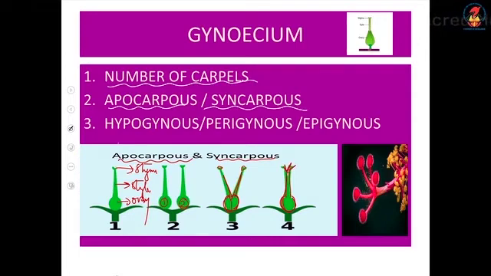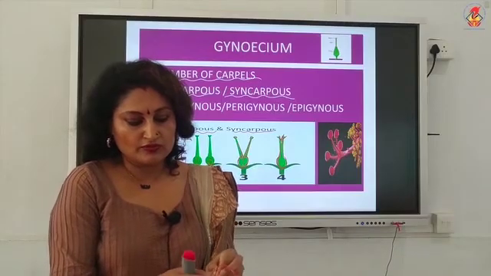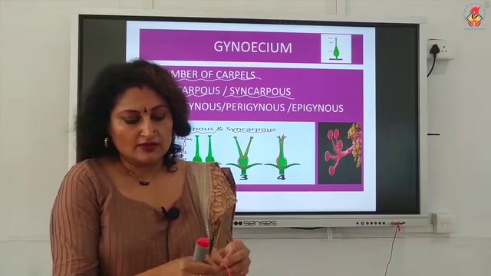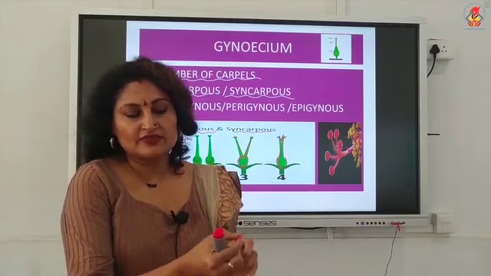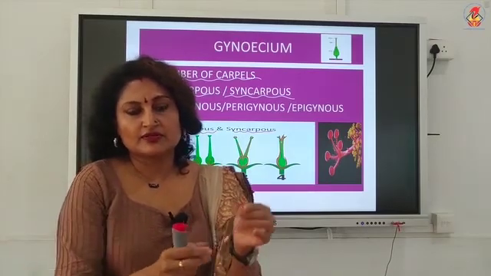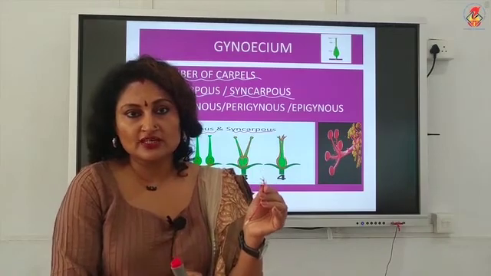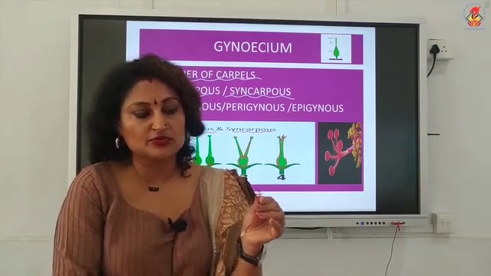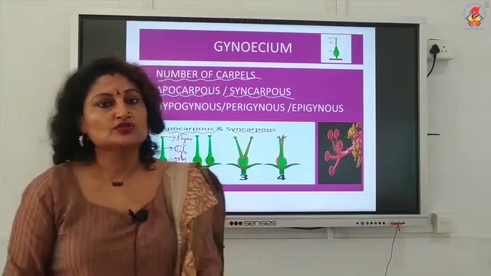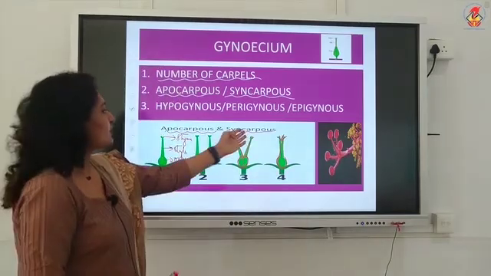See, they are free, they are fused right from down, from the base itself, they are fused. That is, all the 5 ovaries are fused, all the 5 styles are fused, and only the stigma is free. So count the stigma to guess the number of carpels.